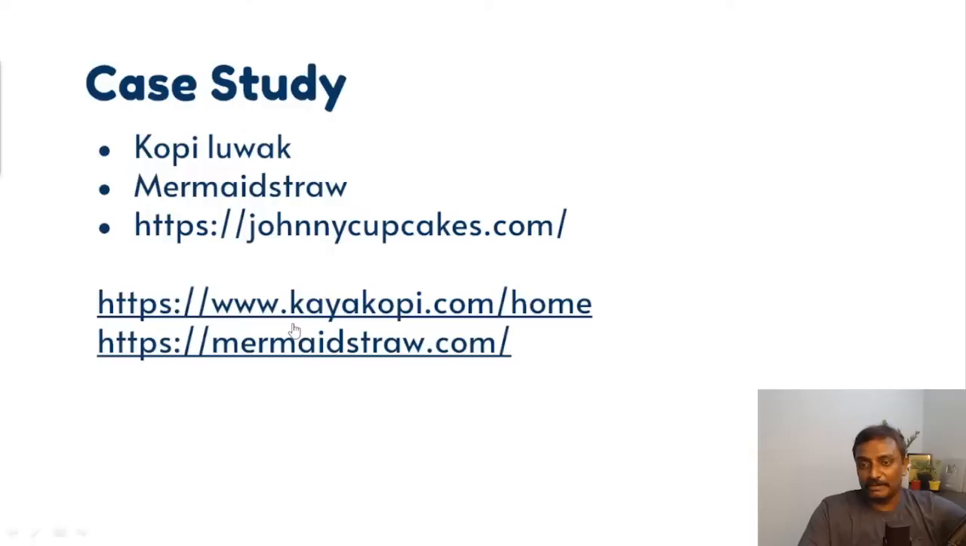You can go to the website kayakopi.com and find out the manufacturing process. People want to experiment with that, so their buyer persona is slightly different. But they are able to sell the product at 5,000 to 6,000, highly priced items. And I want to show you a website called Mermaid Straw. Just give me a moment, I'll show you the website.